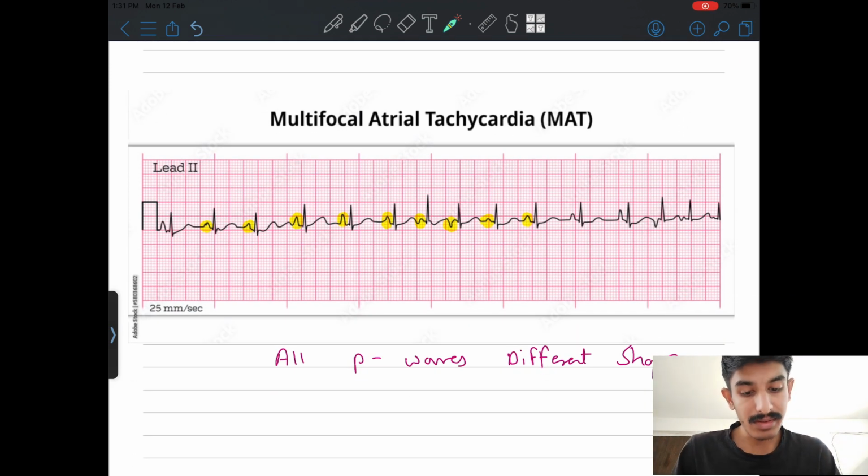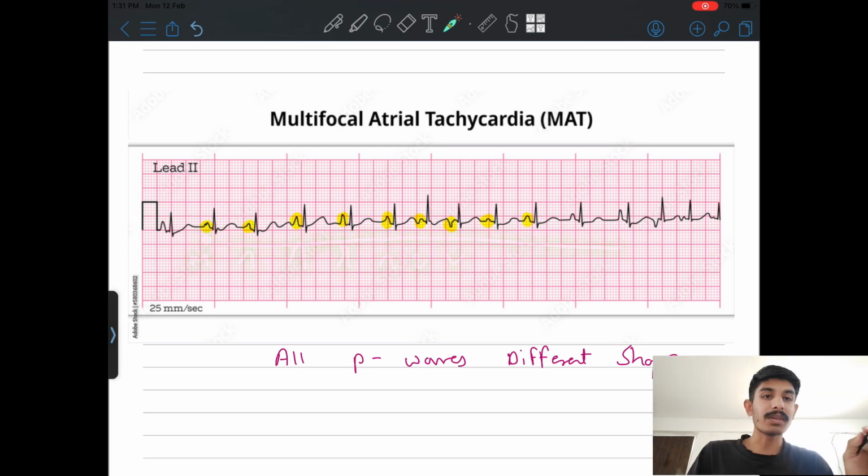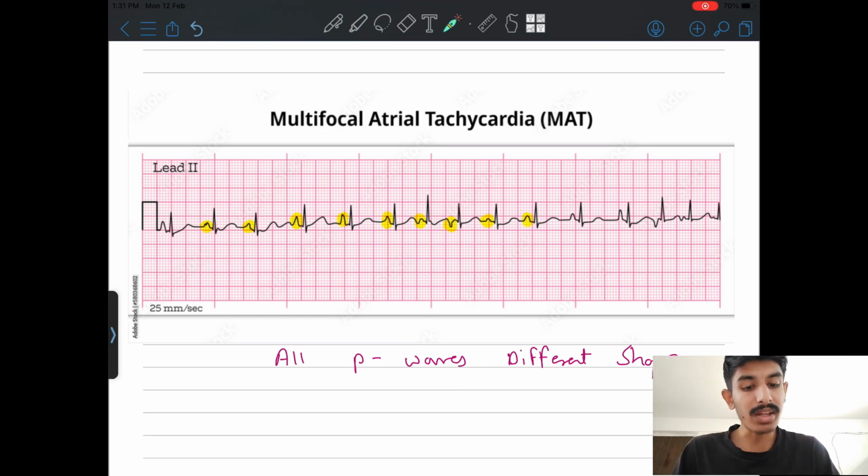Another example is this. Look, here the M shape is coming. Another here, elevation is there, more elevation is there, again short, under, short. So just look at the P waves. The P wave is not proper in shape, sometimes it's giving different shapes in the second lead. That's why it is known as multifocal atrial tachycardia, short form MAT.